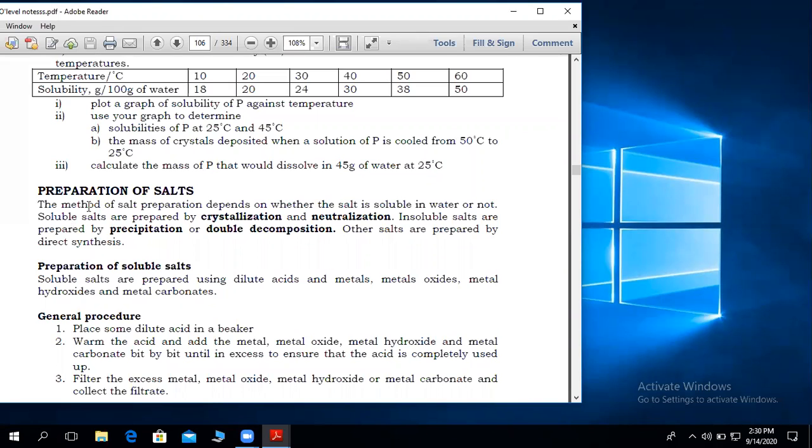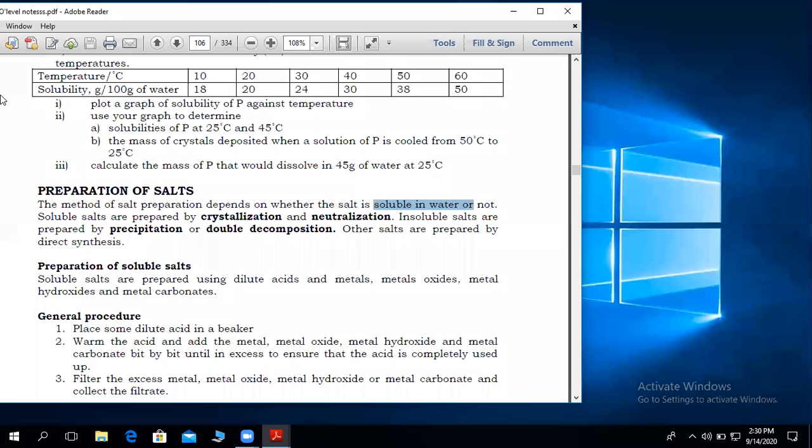Preparation of salts, the method of salt preparation, depends on whether the salt is soluble in water or not. And you see, when I started teaching you about salts, I gave you the solubility rules. So for you to choose a method which can be used to prepare a particular salt, you must know whether that salt is soluble in water or not. If you don't know that, you are going to fail that question.